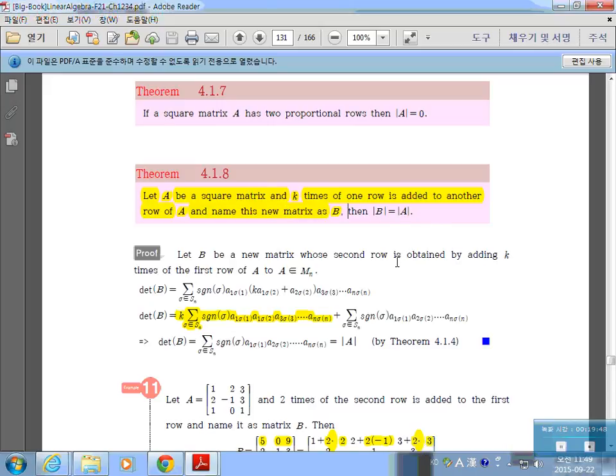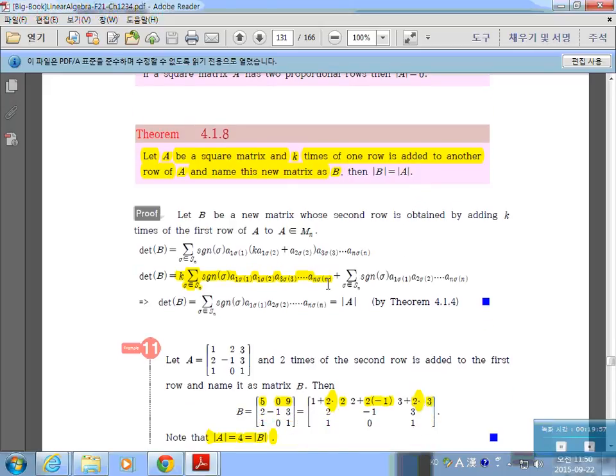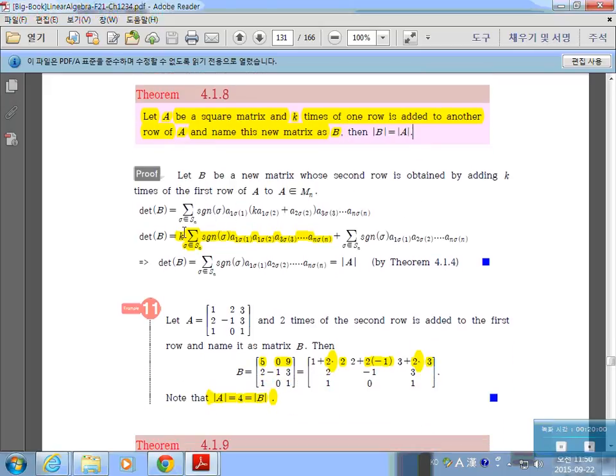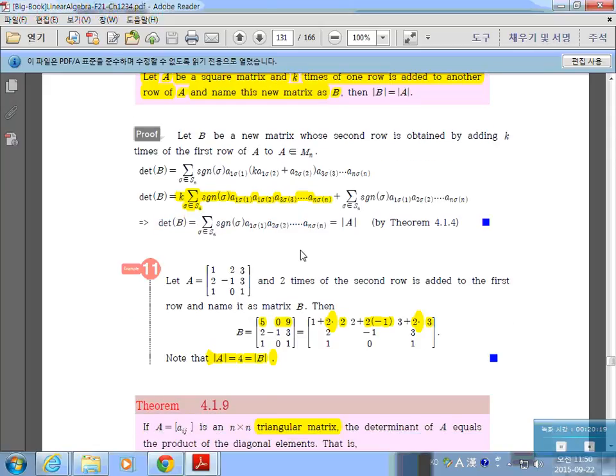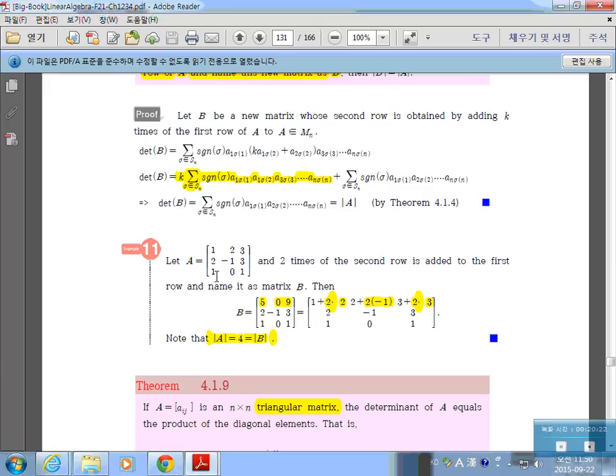If we do the third type elementary row operation on a matrix, when we find the determinant, it does not make any change to the determinant value. This is very important, and it holds because here we have two same rows, so this becomes 0, and only the last part, the determinant of A, is left. So the determinant of B is the same as the determinant of A if we do the third type elementary row operation on A.